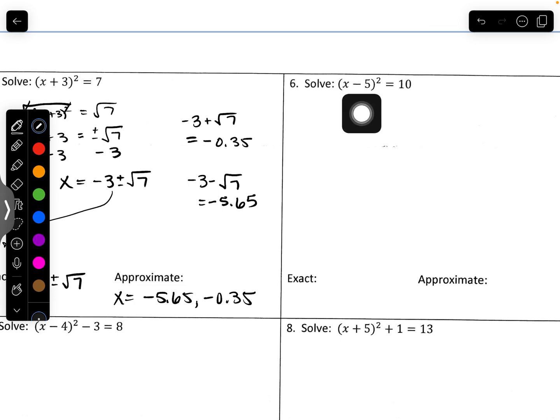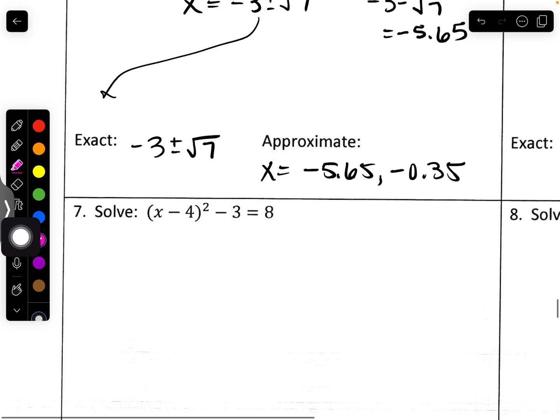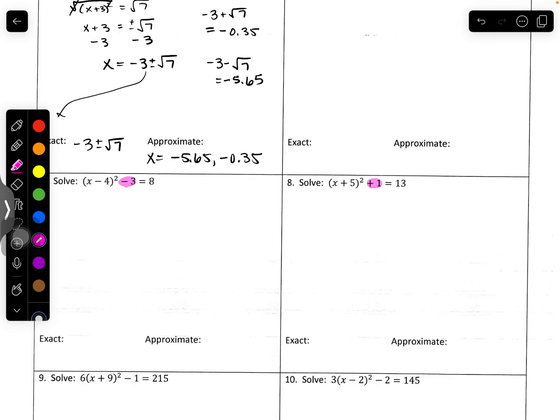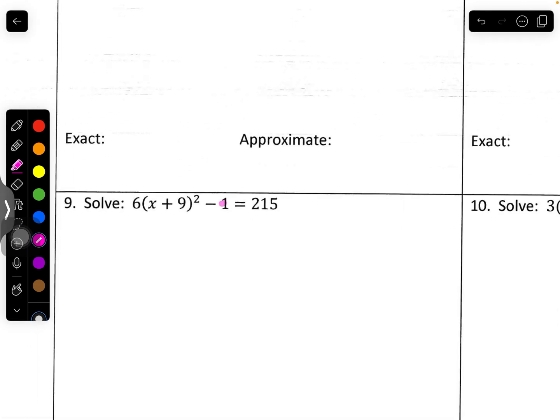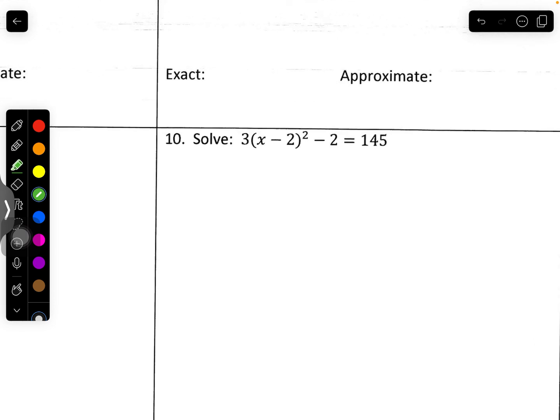So number 6 is ready to go. For number 7, don't forget to add 3 to both sides before you do anything. Number 8, you'll subtract 1 on both sides. For number 9, add your 1 and then divide by 6. Just like we would in any other equation to isolate something, we're going to get those parentheses by themselves. Undo adding, subtracting, then undo your multiplication and division. For number 10, you'll add 2 and divide by 3. Okay?